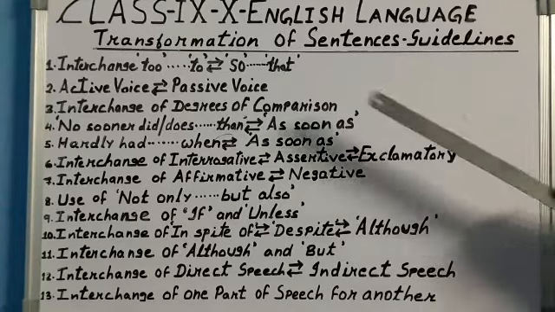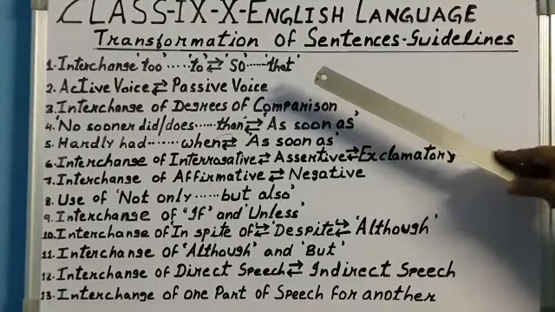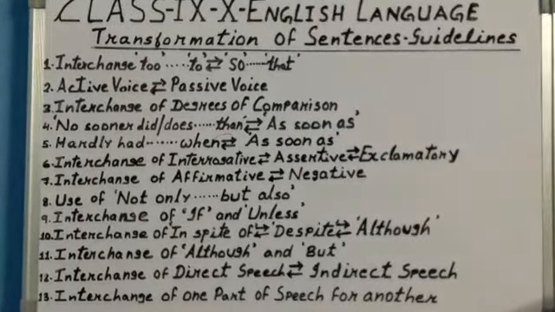First, the interchange of the adverb "too" using "so" and "that". Example, she is too weak to walk. What should be the answer? She is so weak that she cannot walk.